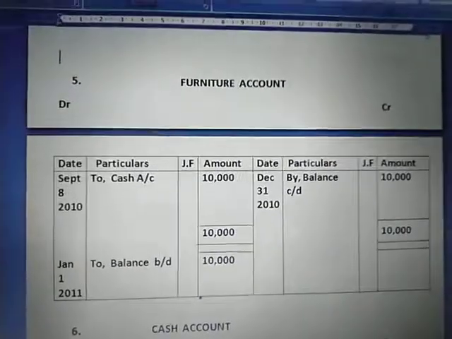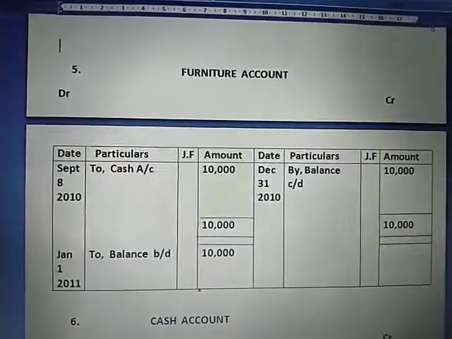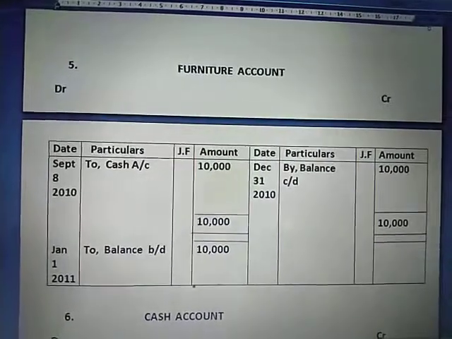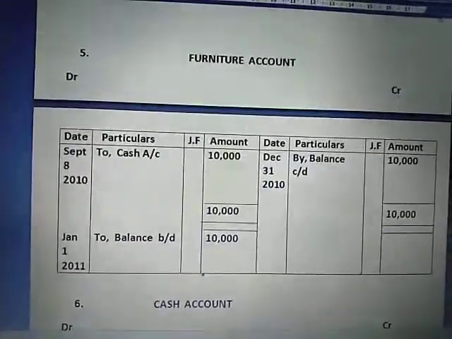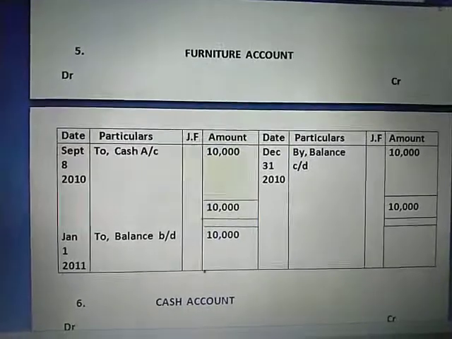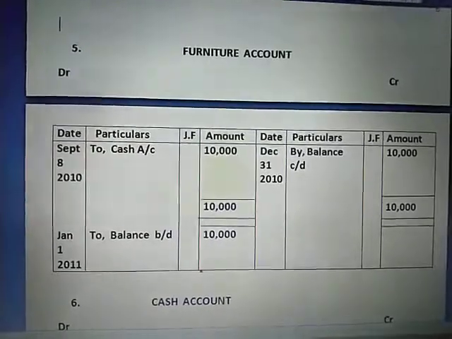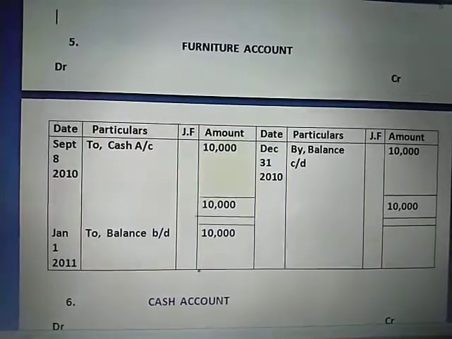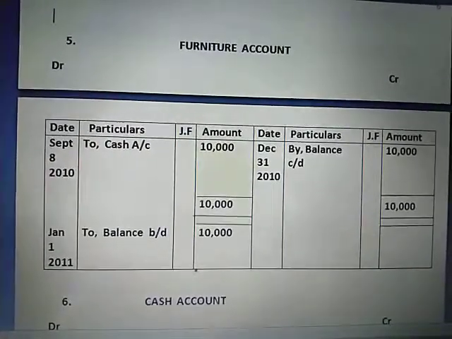Now furniture account is also the same thing, it is a real account, so by balance CD we will have to write here 10,000 on the credit side as it is lower than the debit side, and furniture account also shows us a debit balance. And this new balance is brought down for the next accounting year as 10,000.